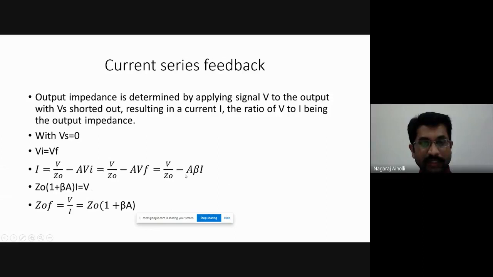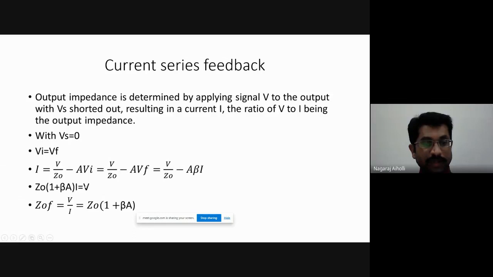If we take I common, then we get 1 plus A beta inside the brackets. I into 1 plus A beta is equal to V by Z naught. What we have done here, this minus A beta I we have taken to the LHS, it will be plus A beta I. What is common? I is common. I into 1 plus A beta is equal to V by Z naught. Therefore, V is equal to, cross multiply, Z naught into 1 plus A beta into I, or V by I.